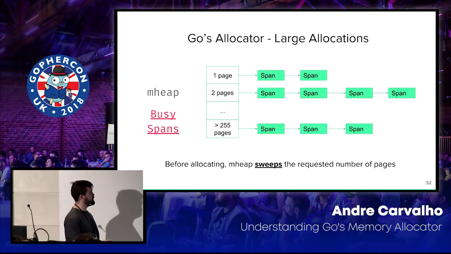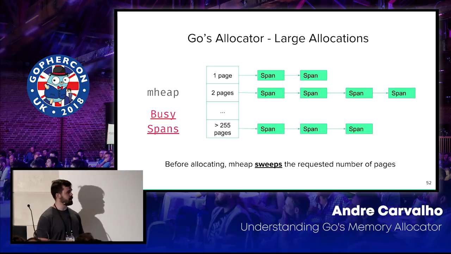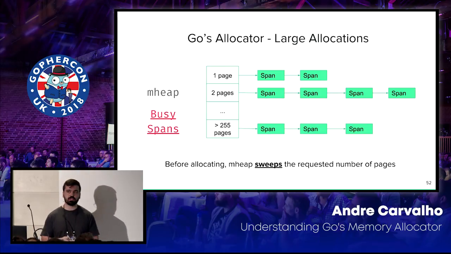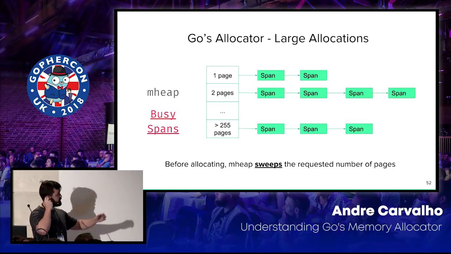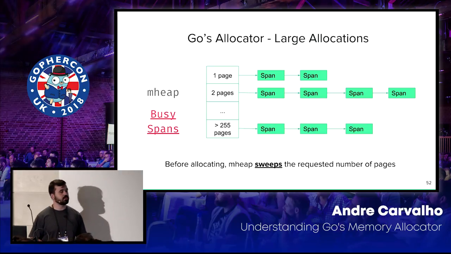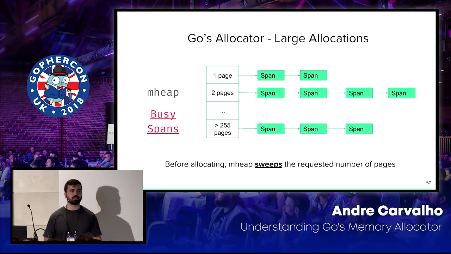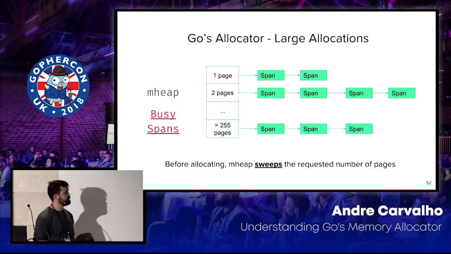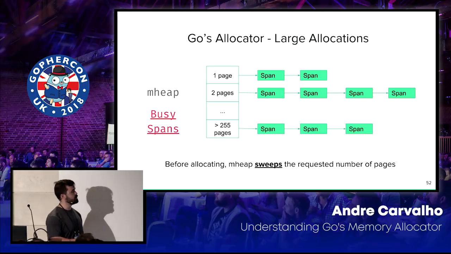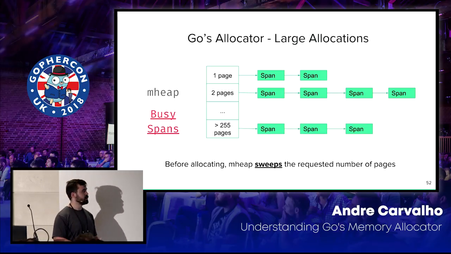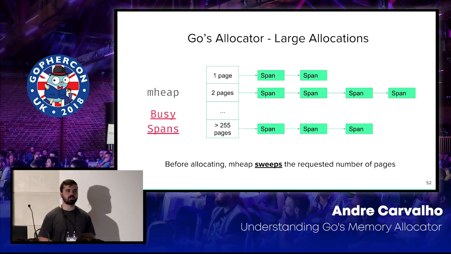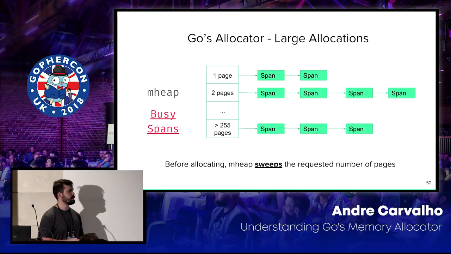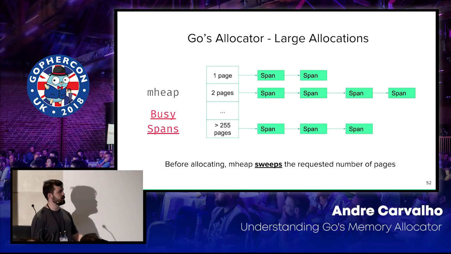So the mHeap is the central heap on the Go memory allocator. Instead of keeping just the free spans, the mHeap also has linked lists with spans that are busy. Busy spans are spans that are being used by one of those caches or were used for a large allocation. So before doing a large allocation, the mHeap is going to try and sweep the same amount of memory that was requested for this allocation. So it's going to traverse those linked lists, looking for spans that have objects that are not being used anymore, that were not marked on the last GC phase, and it's going to sweep. If the span is completely unused, it can be moved to the free linked list.